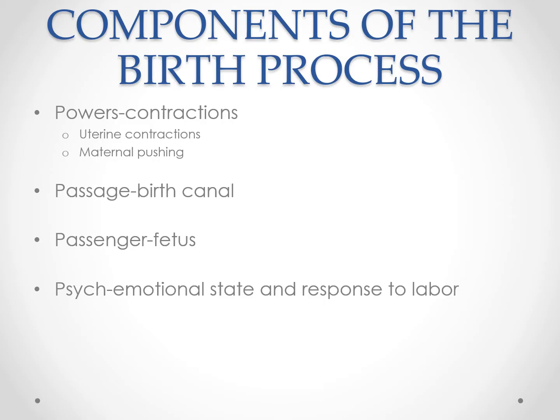Now, the components of the birth process, we have the 4 P's, we call them. Those are the powers, the passage, the passenger, and the psyche. The powers, of course, are the contractions, not only the uterus, which is an involuntary contraction, but also a voluntary pushing by the mother, using her coccygeal muscles, using some abdominal muscles, not using her facial muscles or her eyeballs to push, but to push down low. The birth canal, we have very little control over that. In fact, I think we have no control over that. That includes the bony pelvis as well as the soft tissue of the vagina and the perineum.